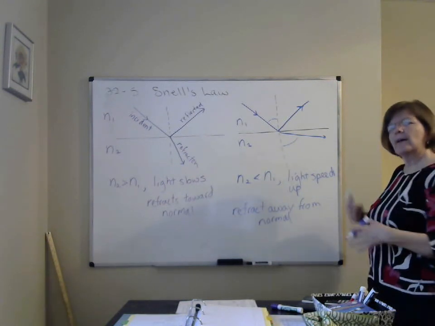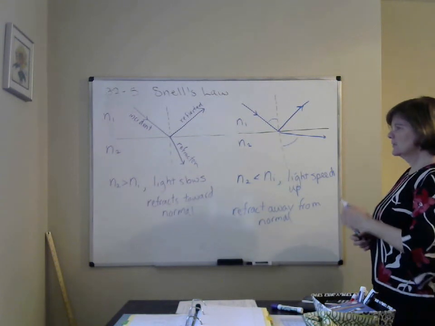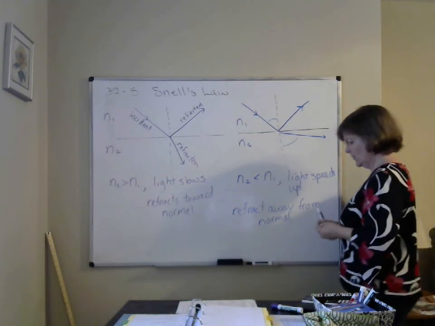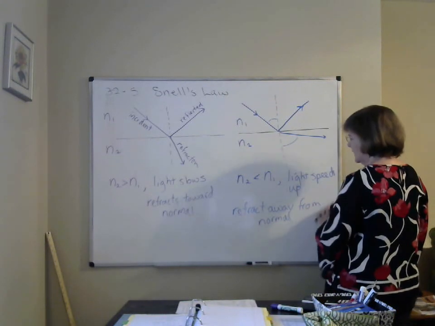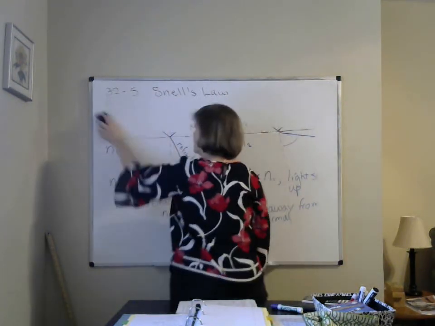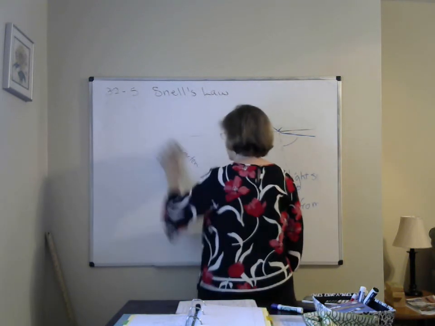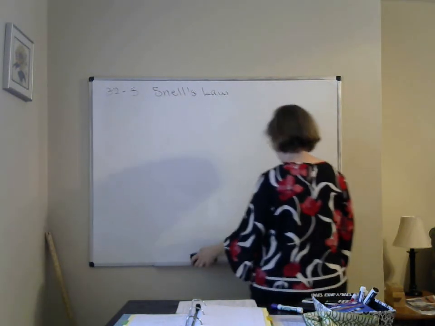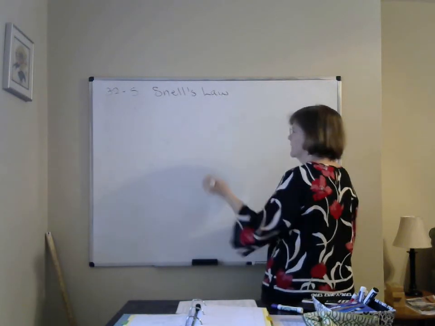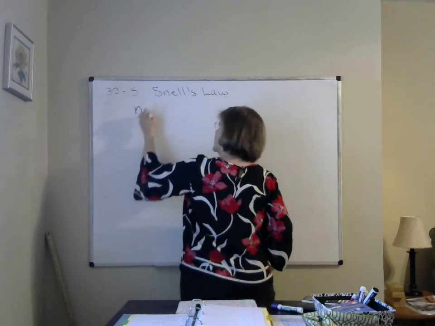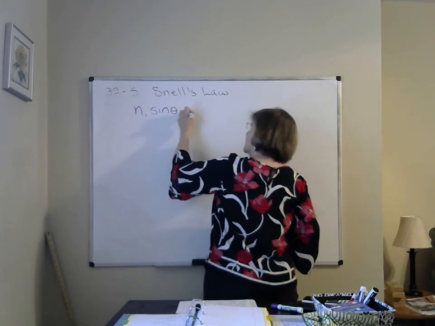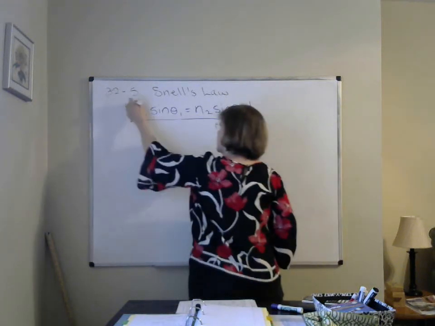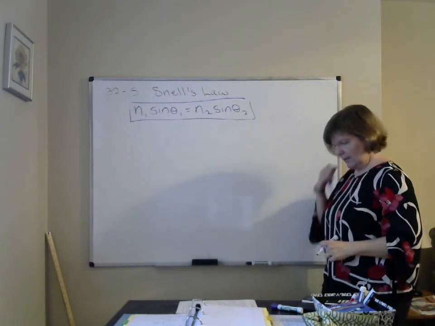So I want you to understand how the light behaves. When it slows down, it bends towards the normal. When it speeds up, it refracts or bends away from the normal. To actually calculate these angles, it's really easy, and it's done using Snell's law. Snell's law says N1 sine theta 1 equals N2 sine theta 2. Like I say, that's Snell's law, sometimes called the law of refraction.